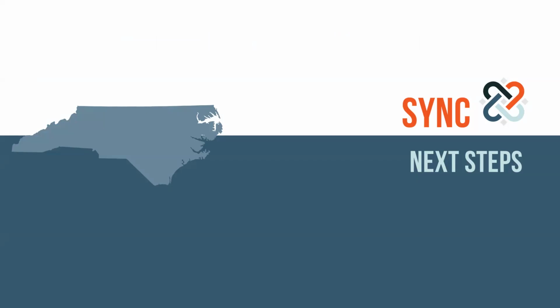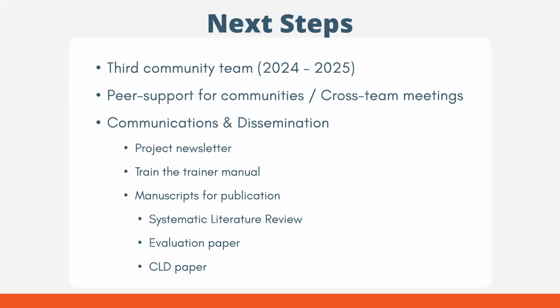So this overview right now is being recorded in the summer of 2024. So we're currently in year 3 of a 5-year project. And in this next section, I'll provide an overview of what we aim to accomplish in the next 2 years to build on our successful project. So we will be bringing on our 3rd and final community team this fall.